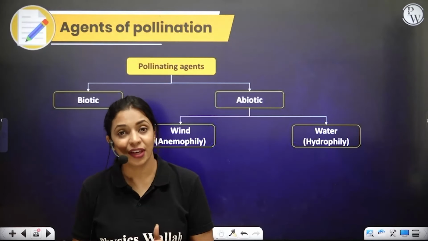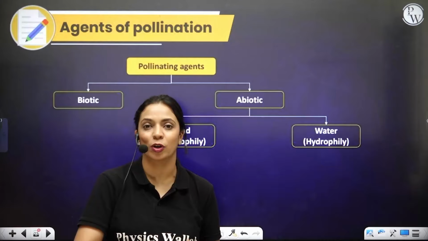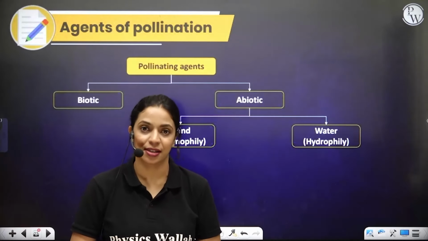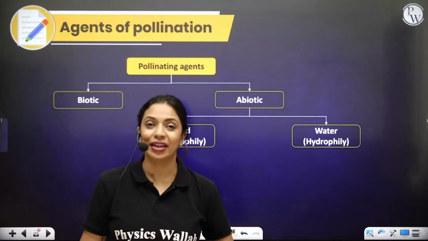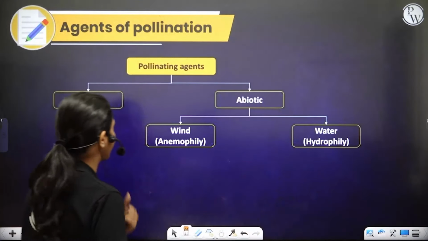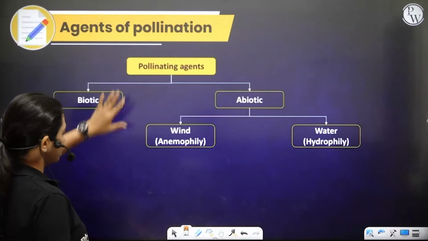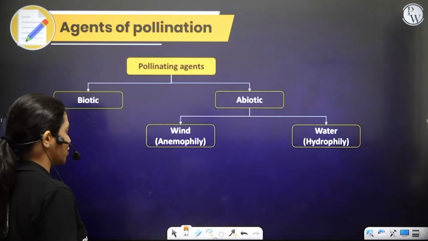Biotic agents are living agents, living creatures that are helping in the process of pollination or the transfer of pollen grains. Abiotic agents are agents like wind and water, which will carry the pollen grains along with them in their wind current or water current. Okay, so let's talk about individually each of these different types of pollinating agents.